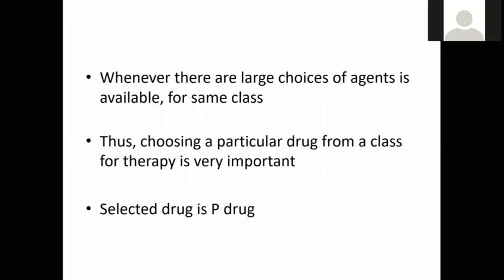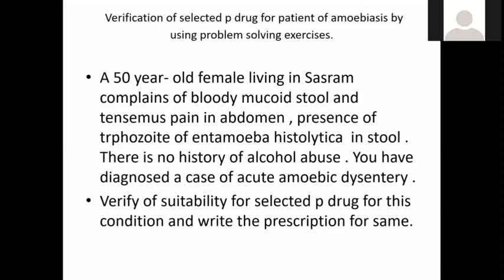Whenever a large choice of agents is available from the same class, choosing the particular drug from the class for therapy is very important. The selected drug is the P drug. So here, after selection of the drug for the disease, we can again verify the suitability for a particular patient.